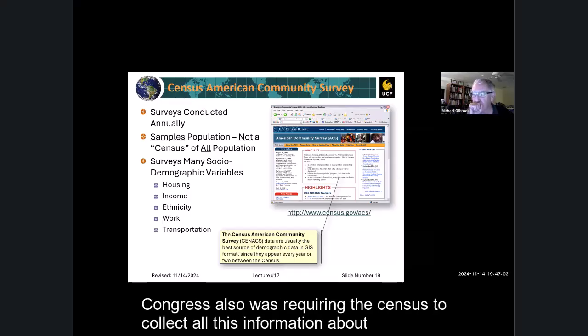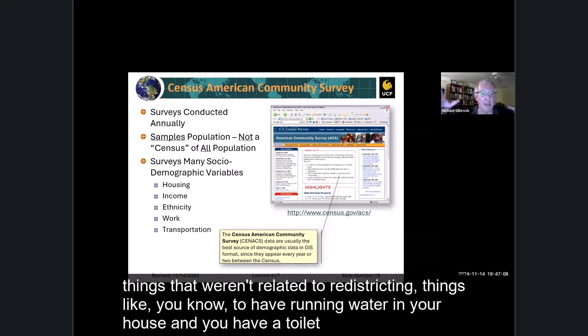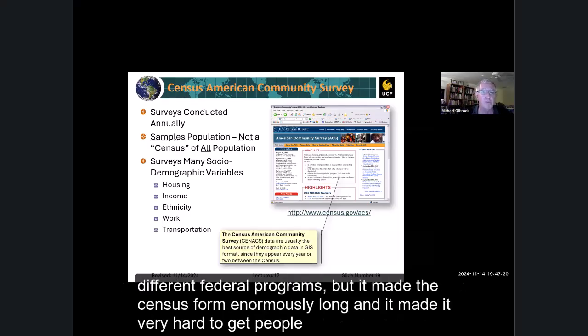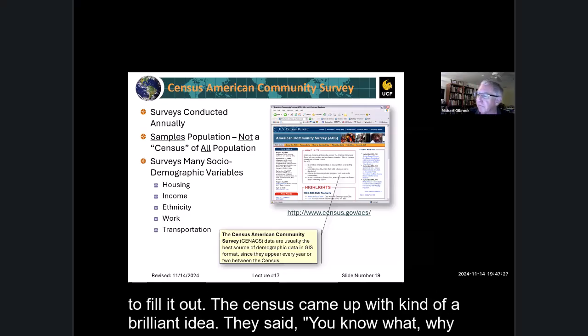But then Congress also was requiring the census to collect all this information about things that weren't related to redistricting. Things like, do you have running water in your house? And do you have a toilet in your house? And do you have a car? And how far do you drive to work every day? And these things were important for all these different federal programs. But it made the census form enormously long, and it made it very hard to get people to fill it out.